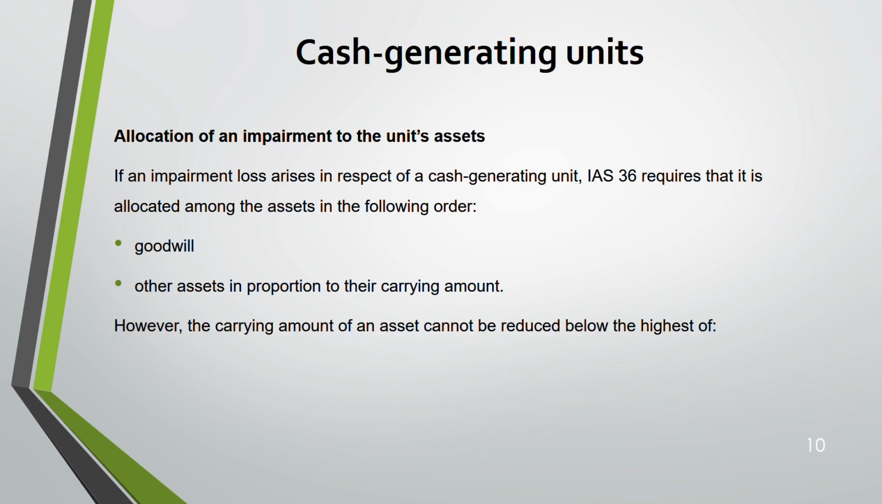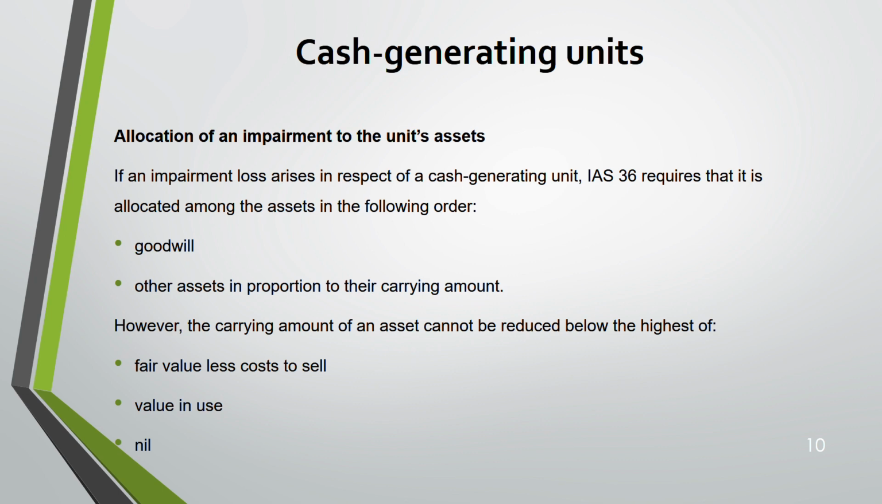We'll be doing a question shortly, right? However, remember, the carrying amount of an asset cannot be reduced below the highest of. That means this is the highest you can reduce. More than this you cannot reduce. Highest of these three things: number one, fair value less cost to sell, value in use, or nil.